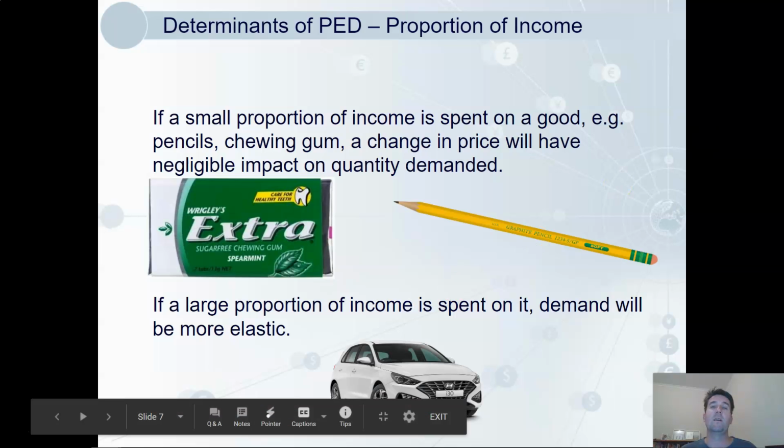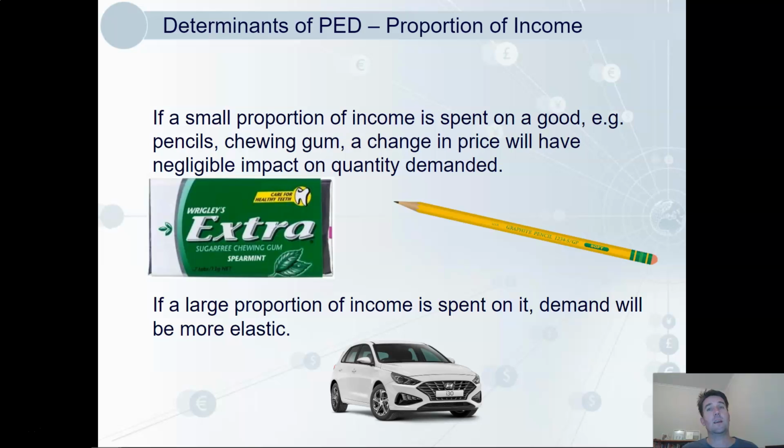Now, next we have the proportion of income. Inexpensive goods that take up a small proportion of our income are often bought without considering the price, making them more inelastic. If we don't consider the price, then we're not responding to the price.